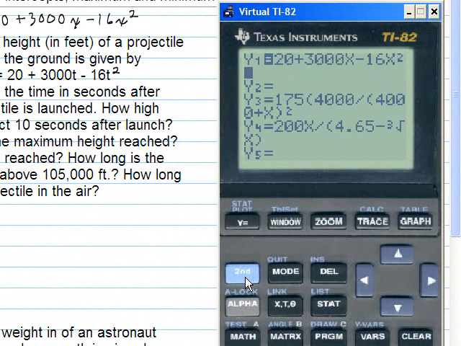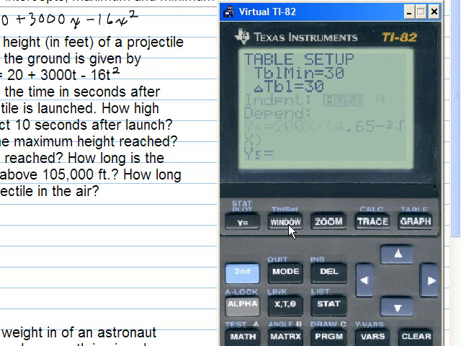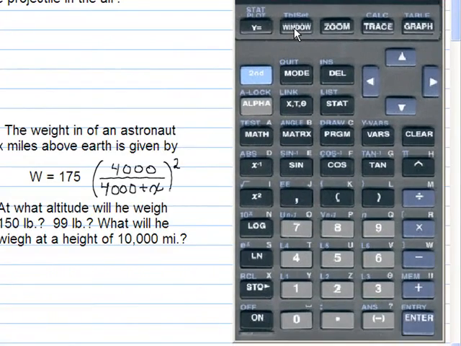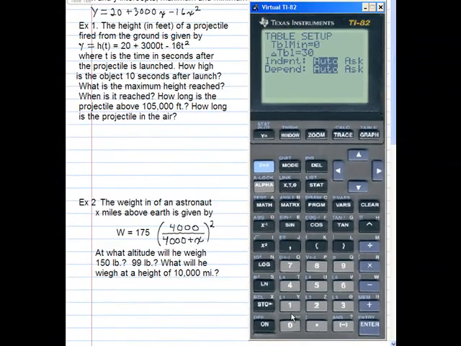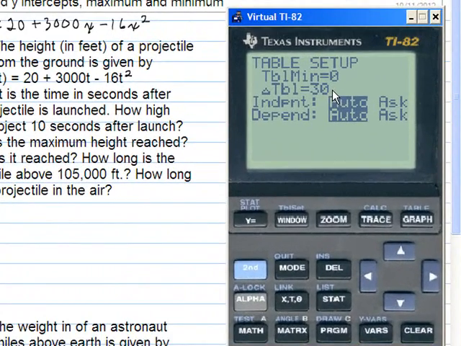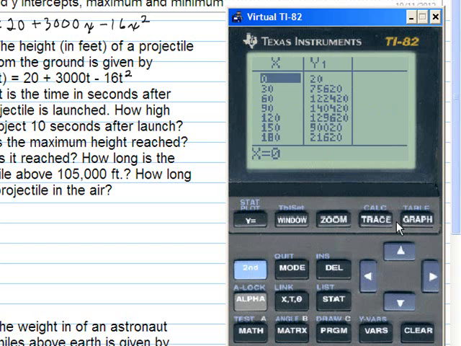So when we set up our table, we'll go second table setup to generate a table of values. Table minimum, maybe 0, and then delta table 30, which means every 30 seconds we'll look and see how high it is. Why don't I use 1 second? Well, nothing's going to go up 100,000 feet and come back in 1 or 2 seconds. This is going to take some time, so I'm going to use a delta table of 30 seconds. That may be so crude that we end up without a very good window, but let's give it a try. I'll hit second graph to see my table and see what kind of information we get.